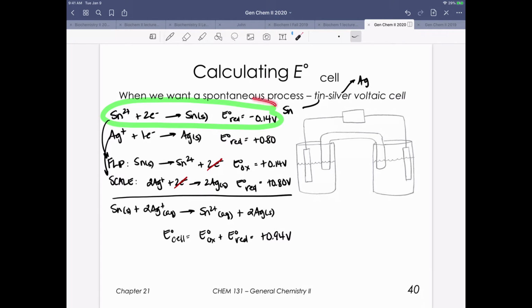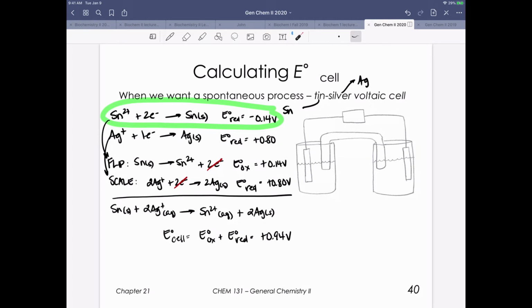All right, so hopefully you quickly recognize that this is going to be the reaction that we need to flip. That's the one that has the most negative standard reduction potential, E reduction. So we're going to flip this one. And remember, when we flip this reaction, we make it an oxidation, so we have an oxidation potential here, which means we change the sign on E.